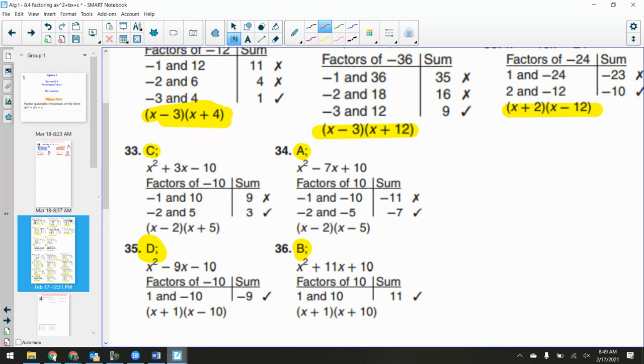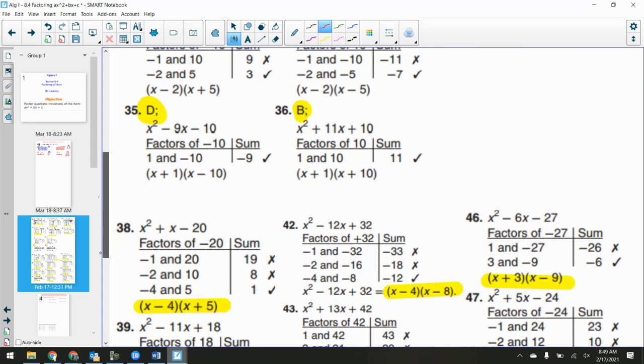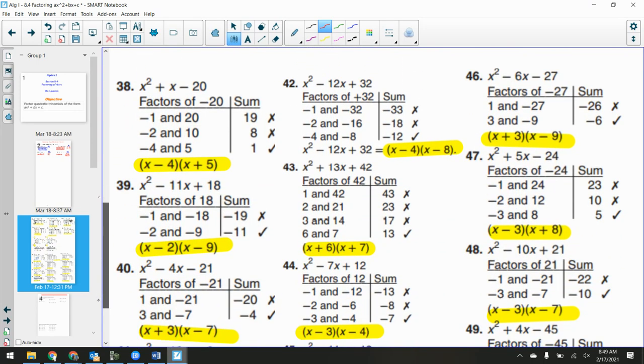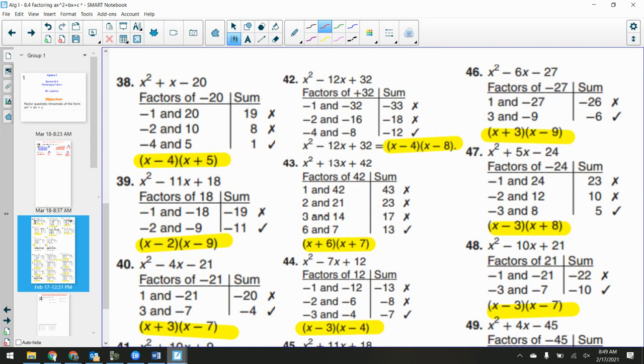Do you need to show the tables like on a quiz? No. But again, the more work you show, if you don't get the answer correct, the more partial credit I can give you. So make your list, and then I can check that. Was it 42? That's what I got.